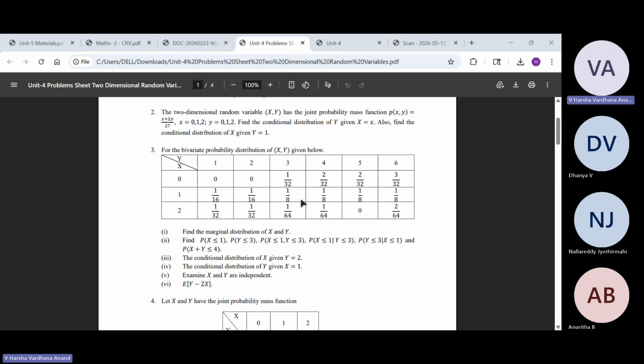Next is the probability that x is less than or equal to 1, given that y is less than or equal to 3. We saw how to do this. Let's go to the previous page, conditional probability. We calculate p_i by p_j. So we first find the probability that y is less than or equal to 3, and then do the conditional equation that we did earlier. Similarly, for all of these, it can be found.